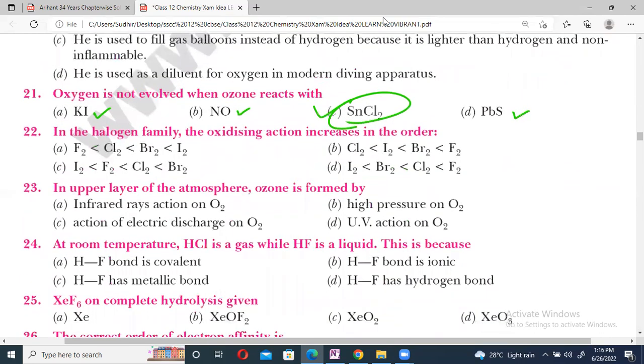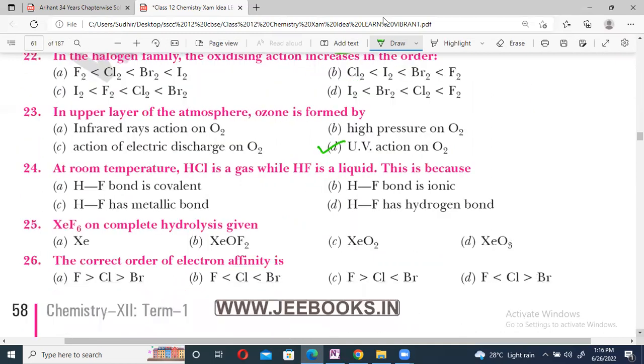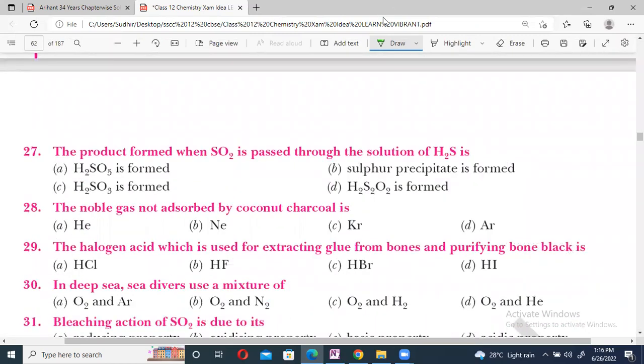Then 22, no need. 23, beta, it is an NCERT question. What is that? In the upper layer of the atmosphere, ozone is formed by how? Ultraviolet action on the O2 gas. Then HCl, no need. Then 25, no need. 26, no need. 27, sir, very important question, beta.